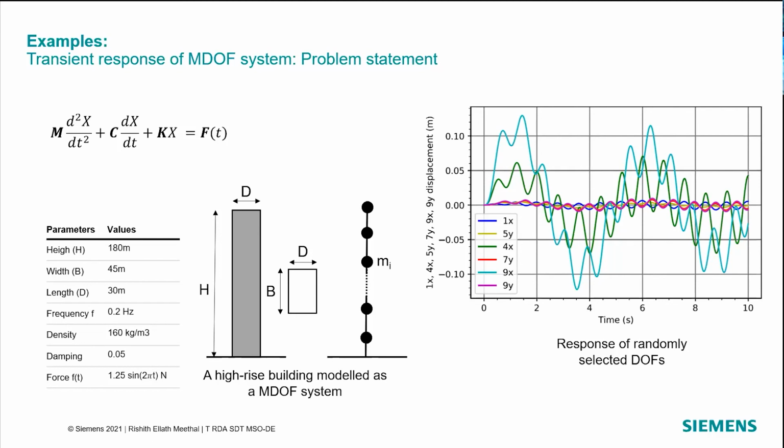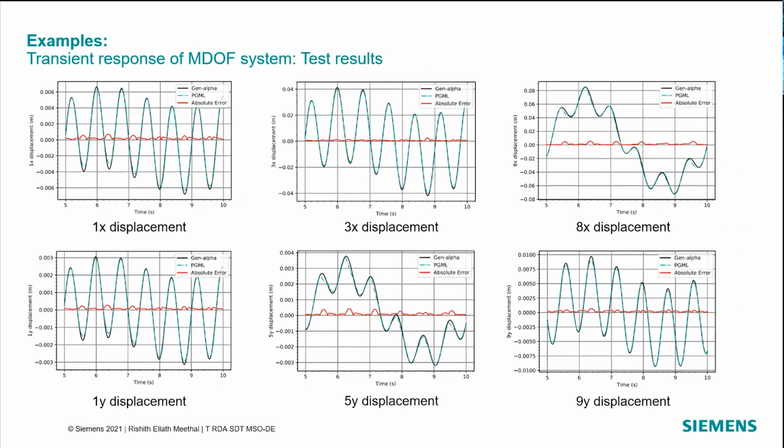So we tested it on a 20 degree of freedom system, and on the right hand side you can see the response of the system over time for some of the selected degrees of freedom. In the plot, you can observe that each degree of freedom behaves completely differently from the others, and they are also in different scales and frequencies. So we trained our LSTM neural network for this data, again using the first 5 seconds, and tested it on the next 5 seconds. So here we plotted some of the results.